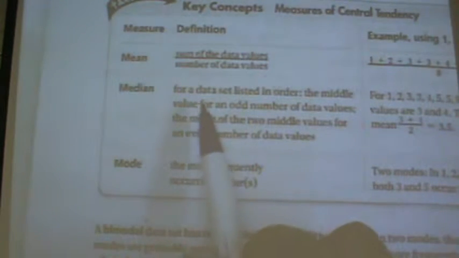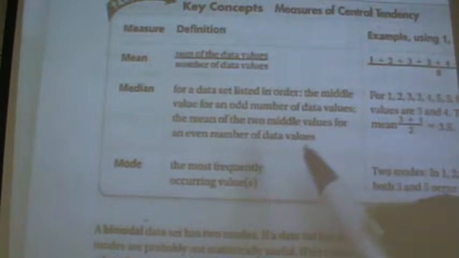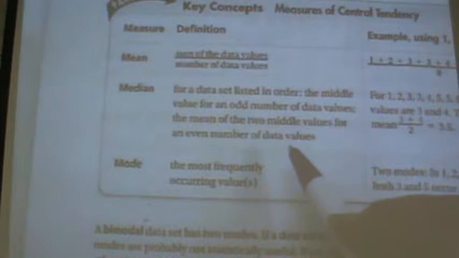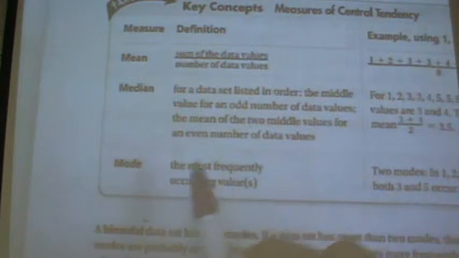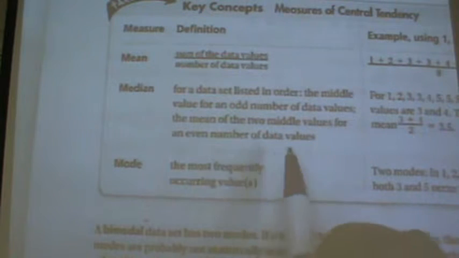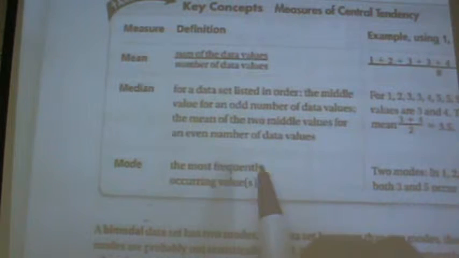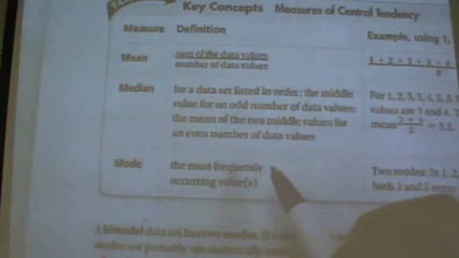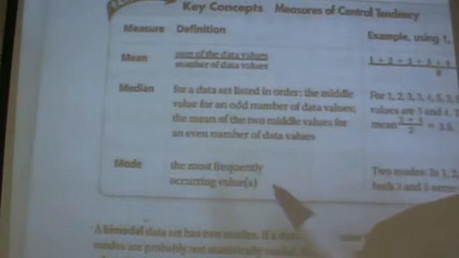Median is the middle number. You have to physically organize these numbers from least to greatest. The middle number is the median. Now, what happens if there's an even number of data? You take the two middle ones, add them up and divide by 2, average them.